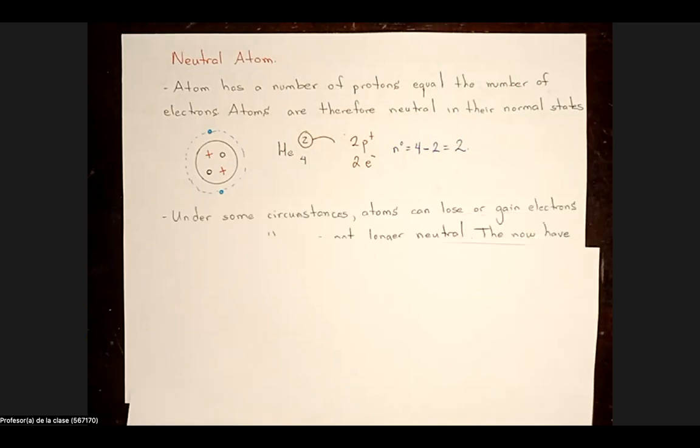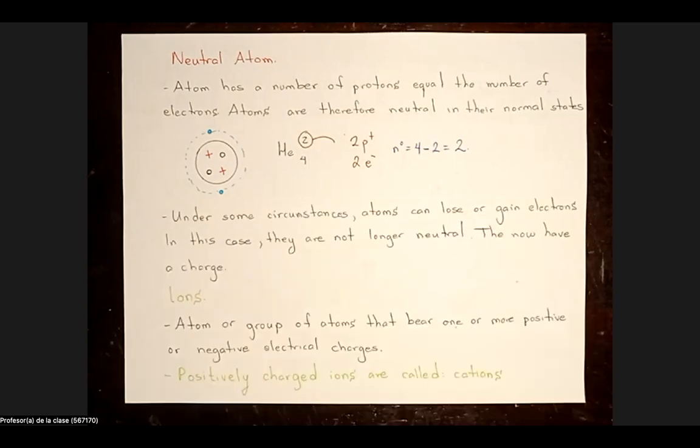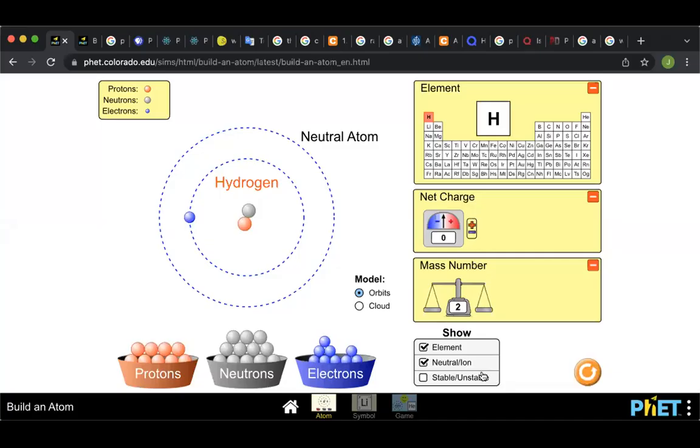Under some circumstances, the atom can lose or gain electrons, and then it is no longer neutral. Now we have a charge, and that forms an ion. So I have here an animation.